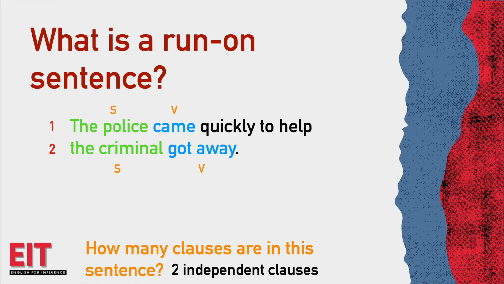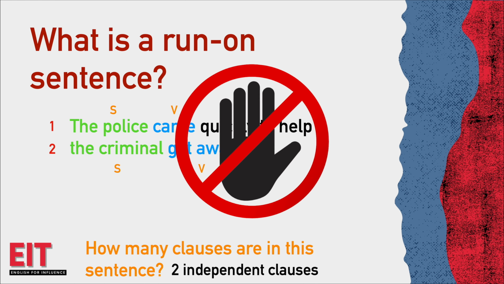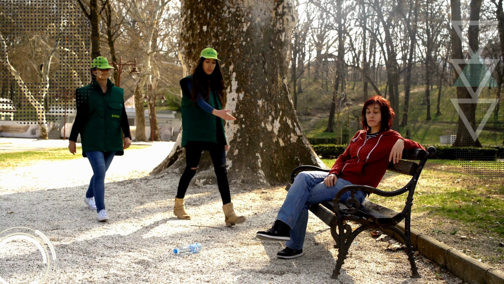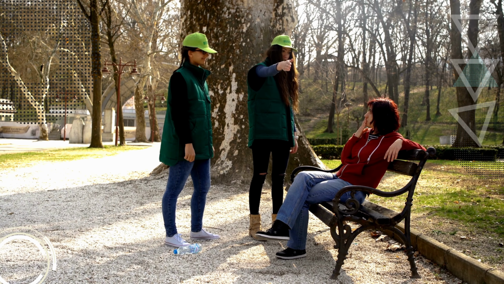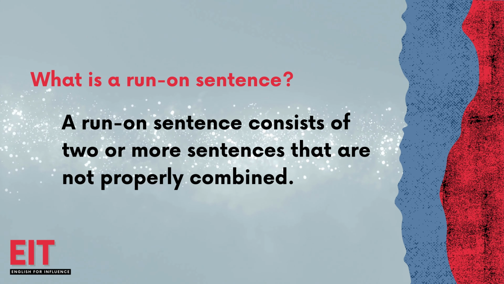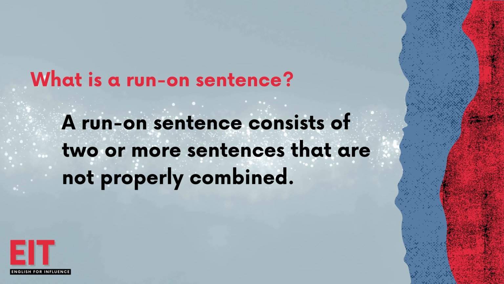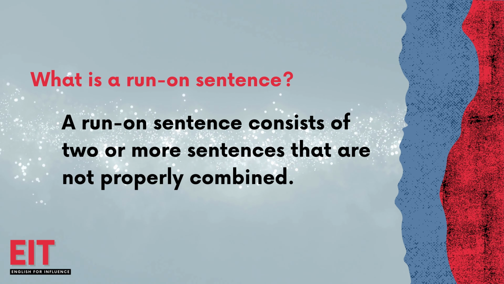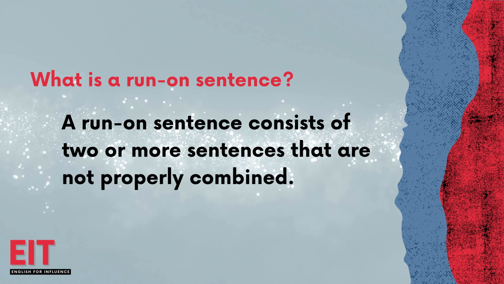So this is a run-on sentence because it's supposed to have ended after the word help. But it kept running on, and this is illegal in English grammar. Okay, this is a crime. The grammar Nazis will be coming after you if you write a run-on sentence. Therefore, a run-on sentence has two or more sentences or independent clauses that are not properly combined. That's our definition.